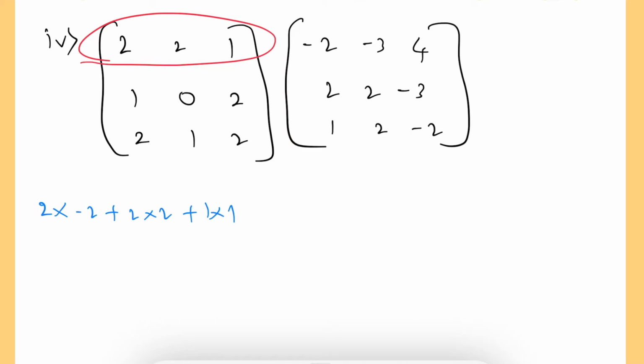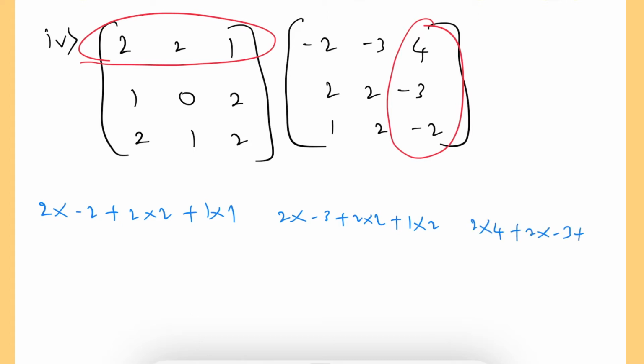Next, first row, second column. That is 2 into minus 3 plus 2 into 2 plus 1 into 2. Next, first row, third column. That will be 2 into 4 plus 2 into minus 3 plus 1 into minus 2. Okay, now the first row is completed.